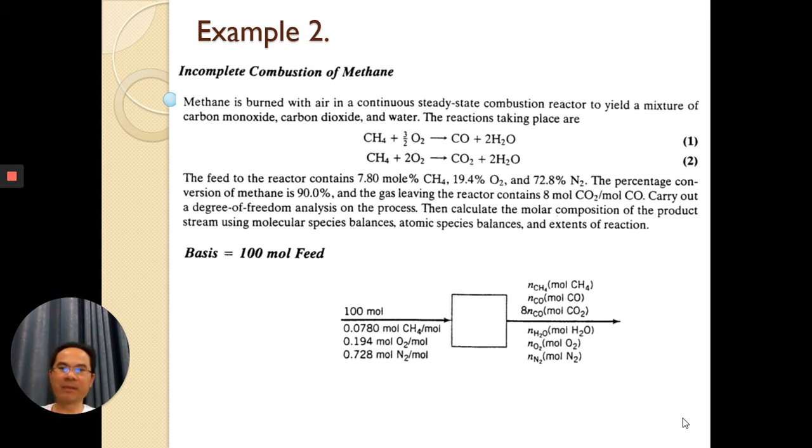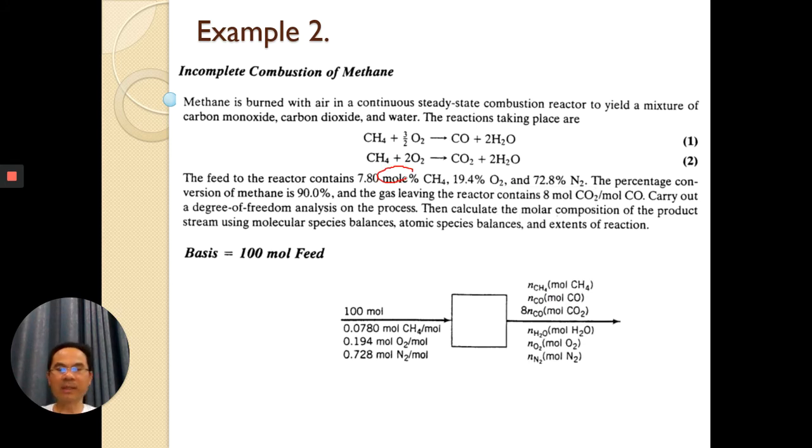For this case, the feed to the reactor contains 7.8 mole percent methane, 19.4 mole percent oxygen, and 72.8 mole percent nitrogen. The percentage conversion of methane is 90%. And the gas leaving the reactor contains 8 mole carbon dioxide per mole carbon monoxide. For this case, feed and product are mostly in the gas phase, so we can say the percentages are by mole. This problem is by mole already.